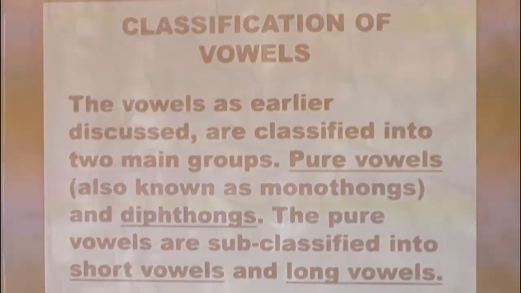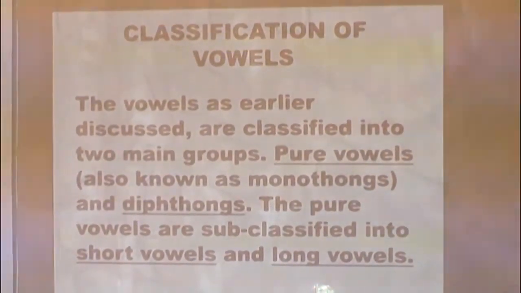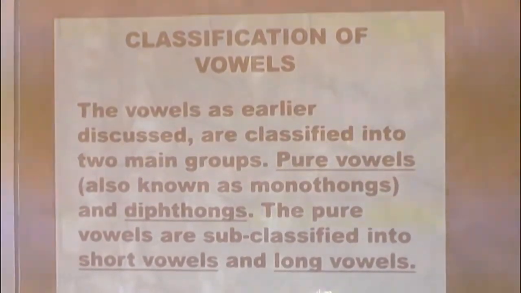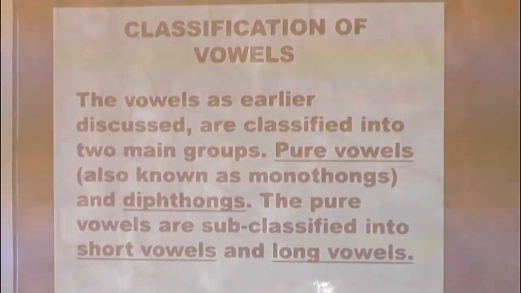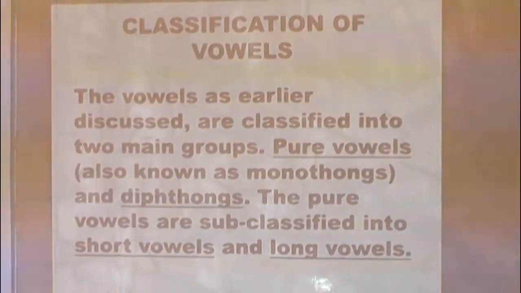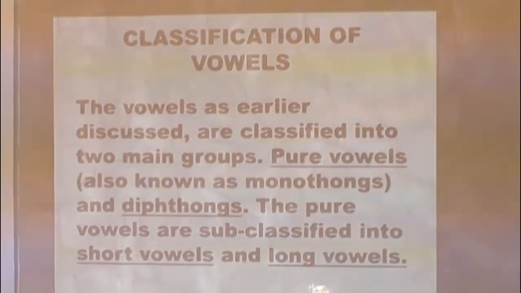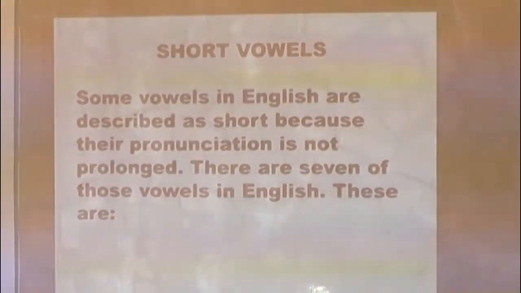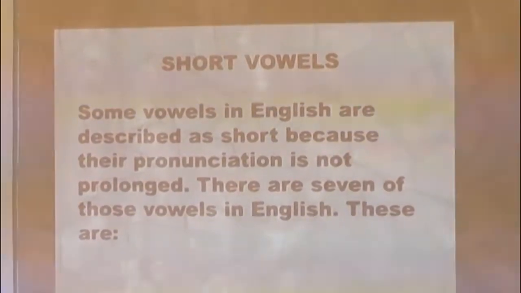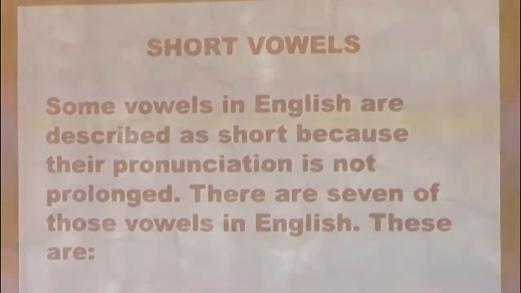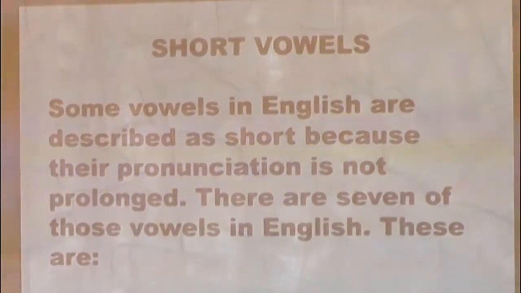As we have discussed earlier, vowel sounds are classified into two. One, the pure vowels, also known as monophthongs, and two, the diphthongs. The pure vowels are subdivided into short vowels and long vowels. But this time around, we are going to look at the short vowel sounds. Some vowels in English are described as short because their pronunciation is not prolonged.